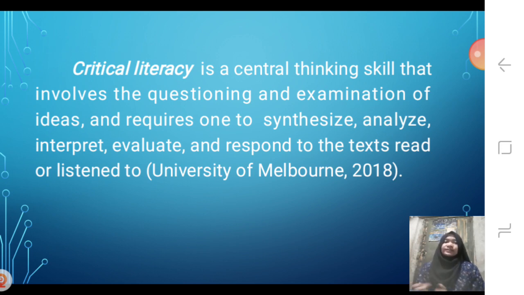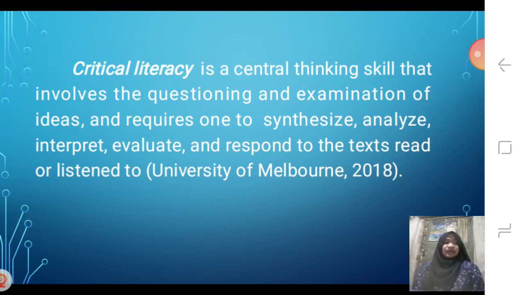In examining the ideas, it requires you to synthesize, analyze, interpret, evaluate, and respond to the text. Synthesize means that you differentiate, for example, the more important information from the less important information, and also the arrangement of the text and the main point of each paragraph. Once you have synthesized it, meaning you have arranged the text, then you analyze it. Analyzing means you understand the meaning of each part of the text. For example, for difficult terms, you may look up the meanings in a dictionary, and you analyze the main point of each paragraph. Once you analyze it, you already have the skill to interpret it. Interpreting means that you understand the text, so you can interpret it.